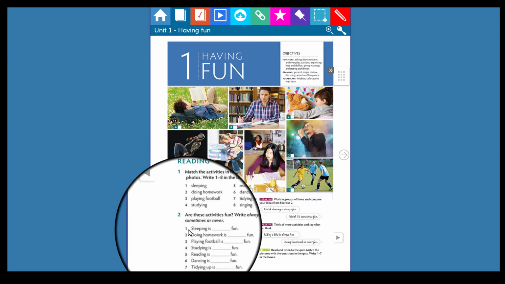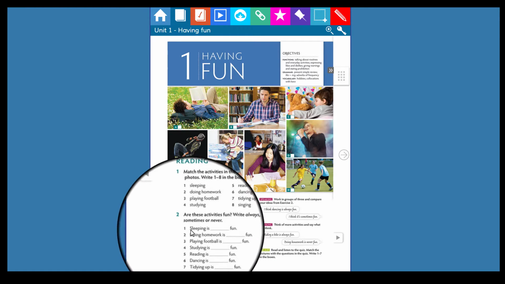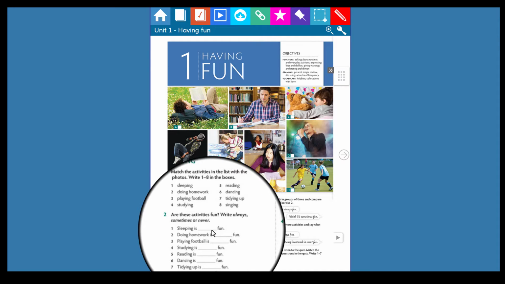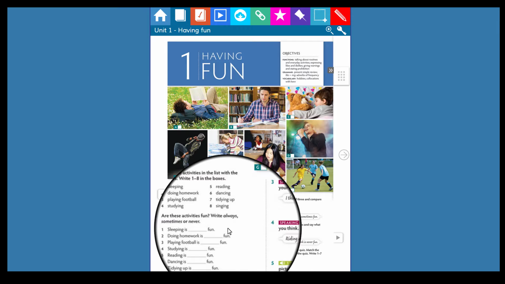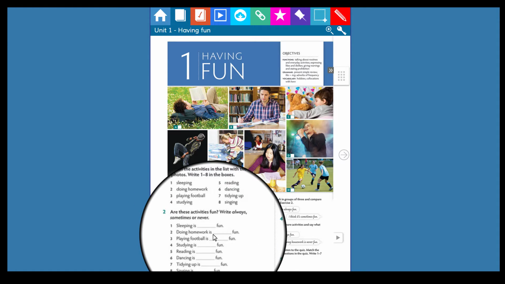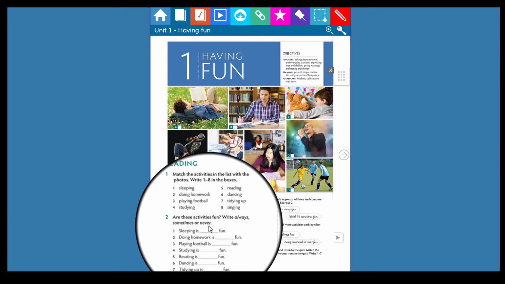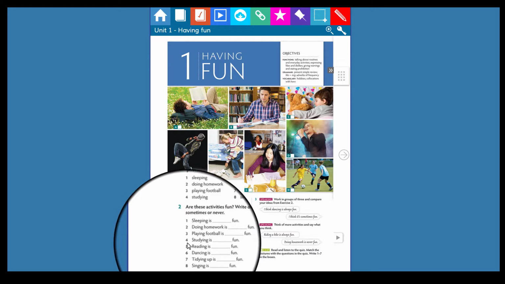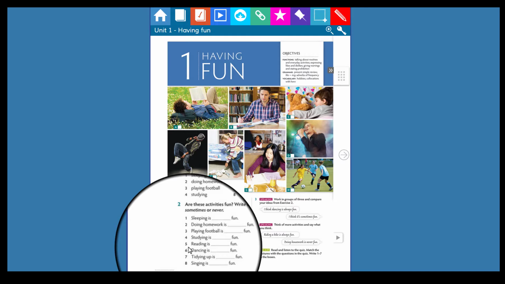For example, number 1, sleeping is, for me, always fun. Number 2, doing homework is, and you have to put here always, sometimes, or never, depending on your opinion. Number 3, the same. Number 4, the same. 5, 6, 7, and 8. So do it, please.